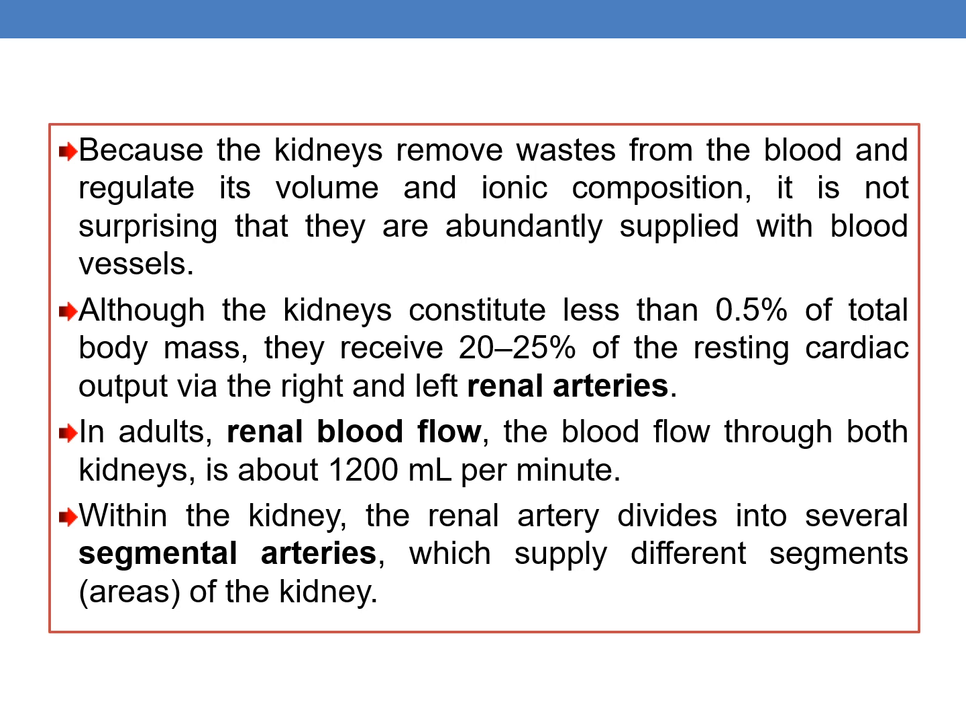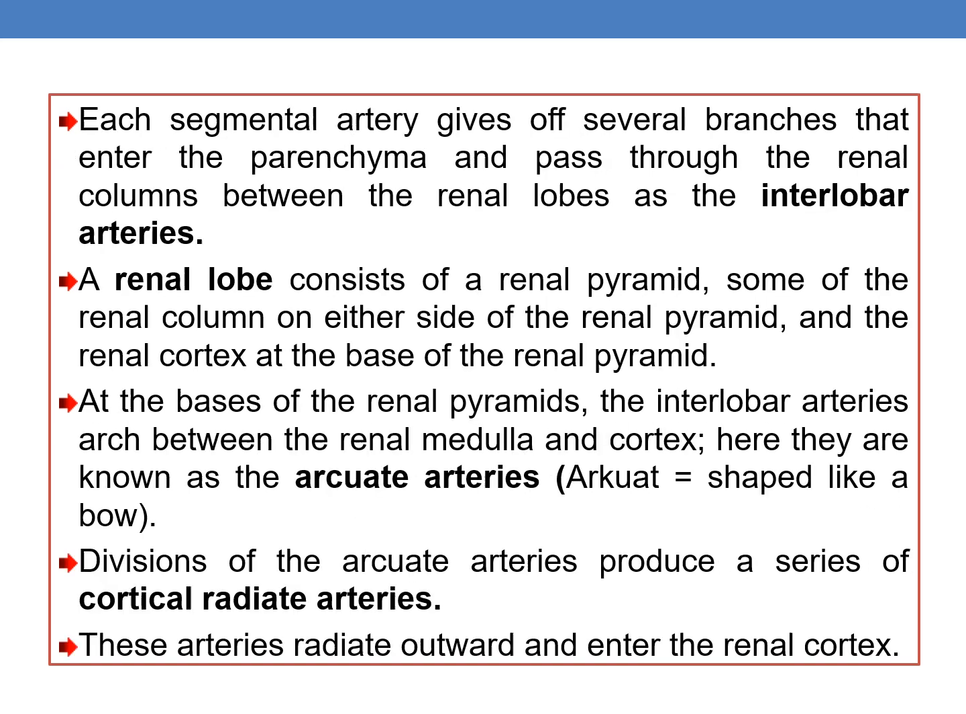Within the kidney, the renal artery divides into several segmental arteries which supply different segments of the kidney. Each segmental artery gives off several branches that enter the parenchyma and pass through the renal columns between the renal lobes as the interlobar arteries. Segmental arteries divide into interlobar arteries.